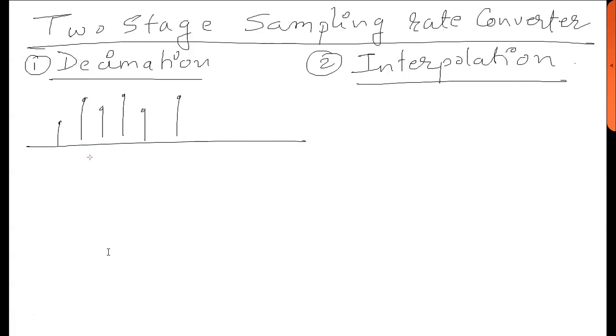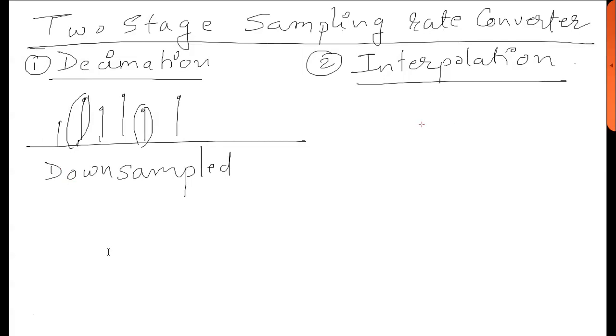In the decimation, what happens is that depending upon our requirement, the intermediate samples are discarded. So what happens is it gets downsampled.